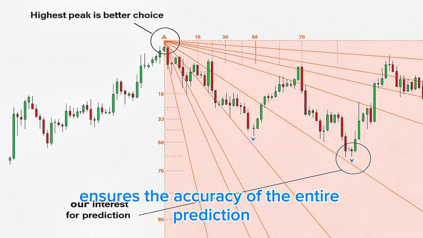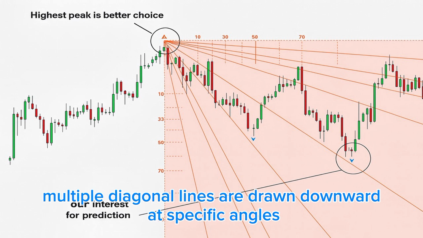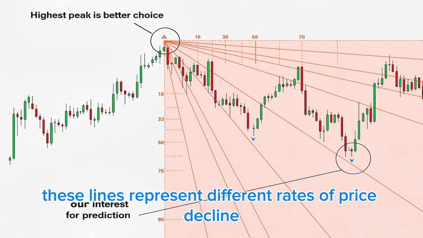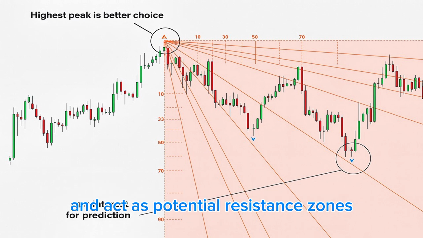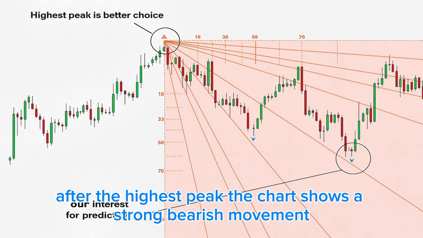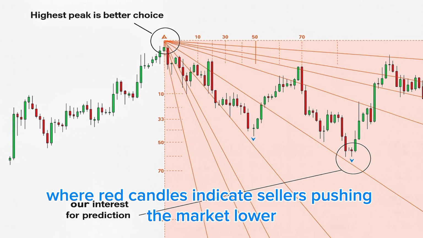the entire prediction. From this peak, multiple diagonal lines are drawn downward at specific angles such as 10 degrees, 30 degrees, 50 degrees, 70 degrees, and 90 degrees. These lines represent different rates of price decline and act as potential resistance zones as the price moves downward. After the highest peak, the chart shows a strong bearish movement, where red candles indicate sellers pushing the market lower.